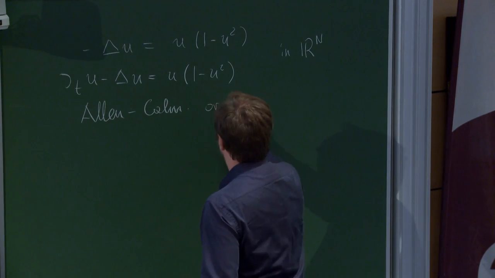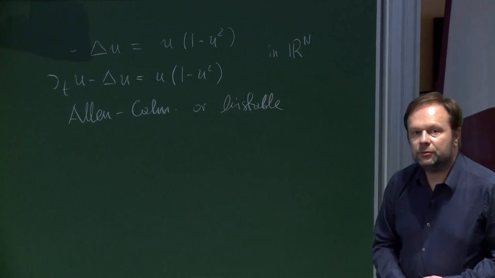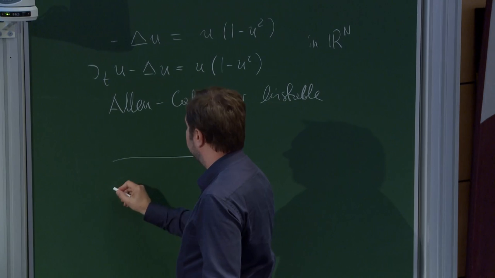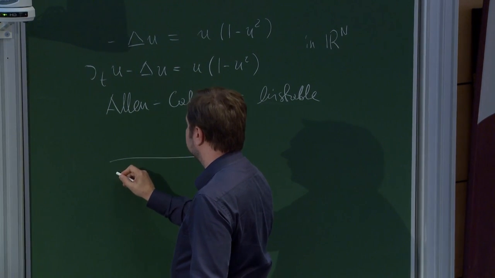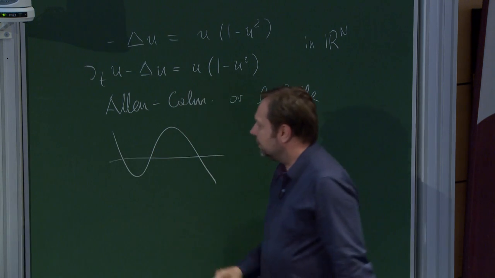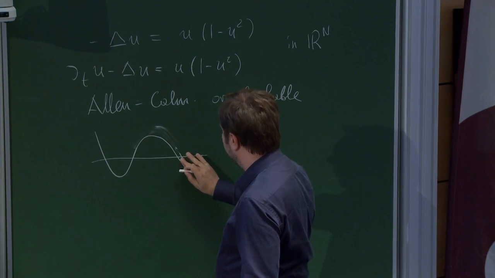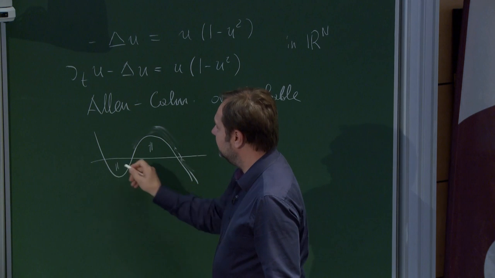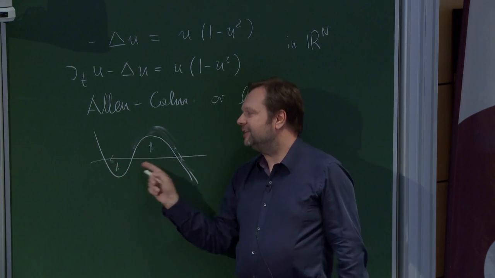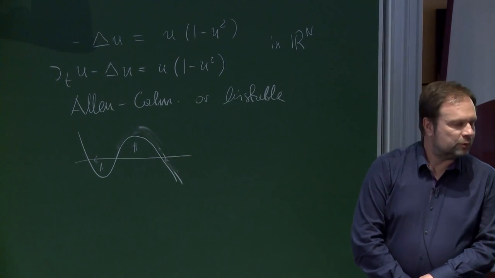Or bistable. It's very easy to see, looking at the nonlinearity, why it is called bistable. It has three zeros. It goes this way, like this. In fact, this is a very bad picture. The point is that this area is equal to this area. Oh, this is the other way around. I inverted it, but anyway, it's clear that the extreme zeros are supposed to be stable.